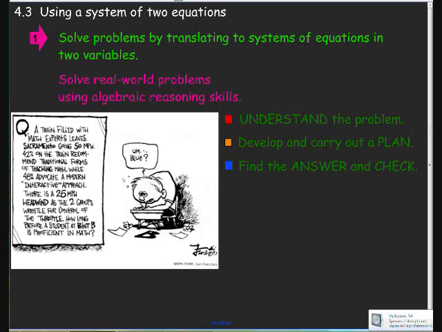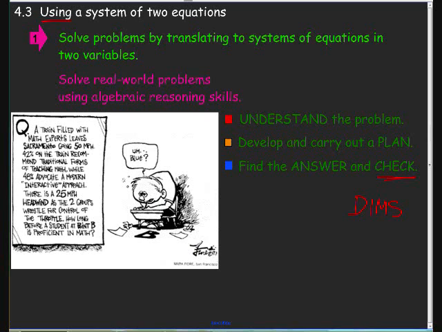Okay, here we are at using systems of two equations. And we know in this textbook, anytime you see the word using, that's code for word problems. The basic approach you use for all these problems is the same: understand the problem, put together a plan, find the answer, and please don't forget this: does it make sense?